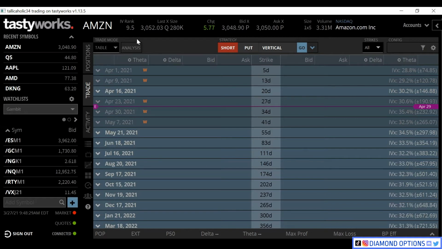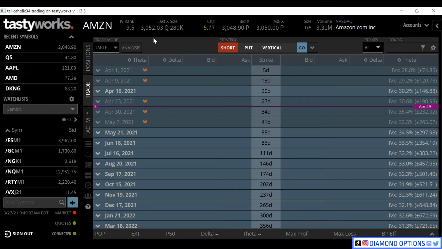So you can see here, IV rank is at 9.5. Basically what IV rank does is it takes the highest and the lowest IV for a certain stock or underlying over the past year, and puts it into a metric. Let's say, for example, we'll keep everything easy. Let's say Amazon's IV low of the last year was 50, and its high was 100. And if its IV right now is at 75, then the IV rank would be 50. So you see how that works.